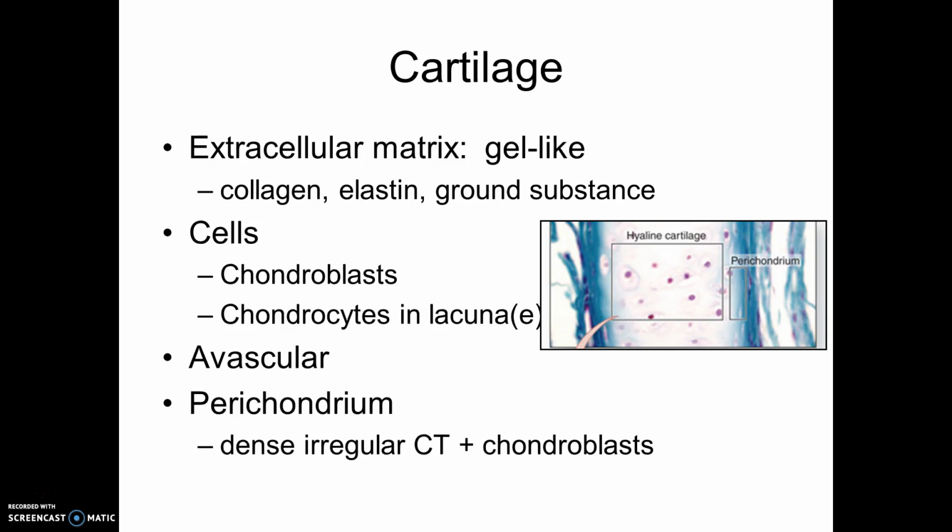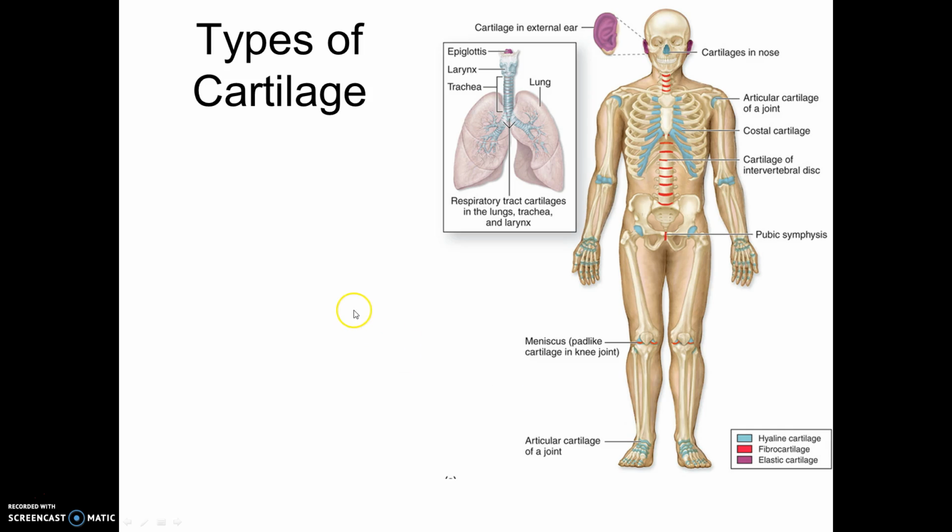Now the perichondrium is the outer layer of the cartilage, and it's composed of dense irregular connective tissue plus chondroblasts. So that's one of the cell types that we just talked about, chondroblasts within the perichondrium. They're not trapped by that extracellular matrix, and so they continue to produce extracellular matrix to allow that cartilage to grow peripherally. So we'll talk about cartilage growth in just a minute.